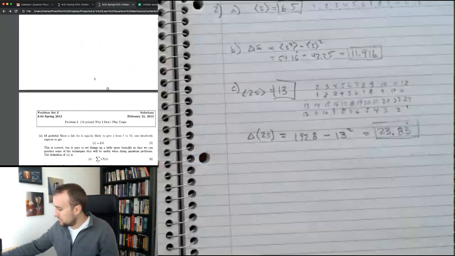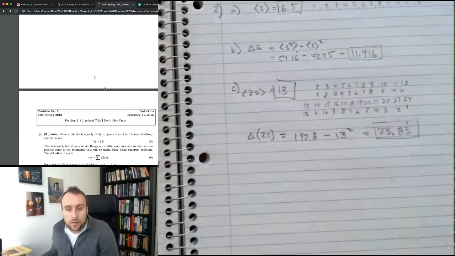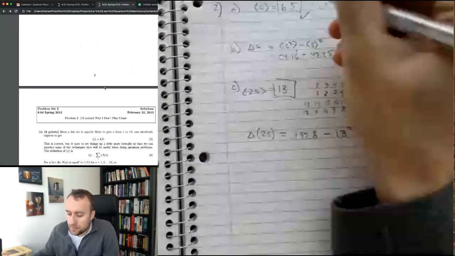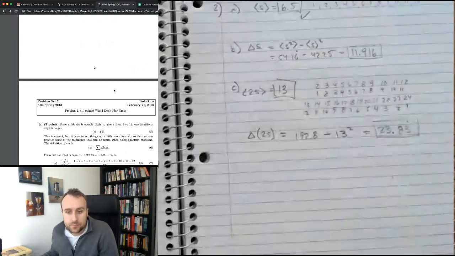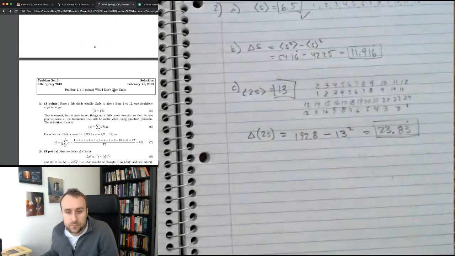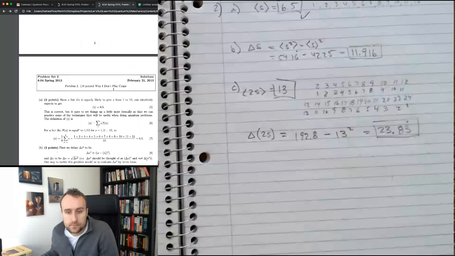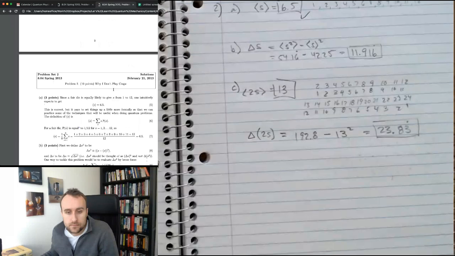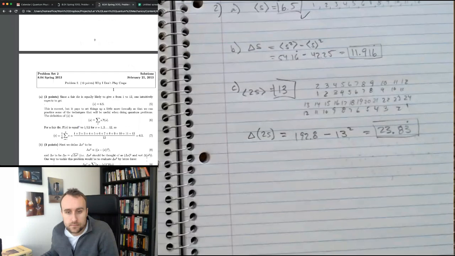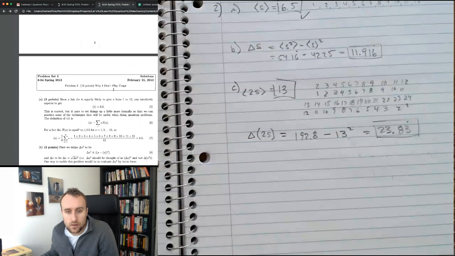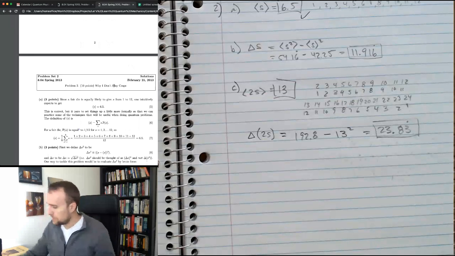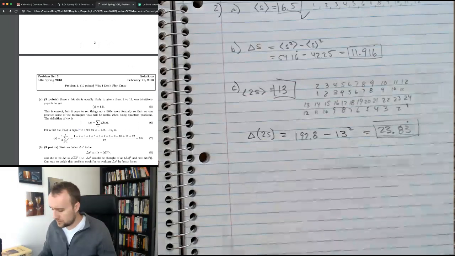All right, let's use the pen here. So this is correct. Oh, should I have taken the square root of this? I think I should have taken the square root of this. Yeah, this is the variance.